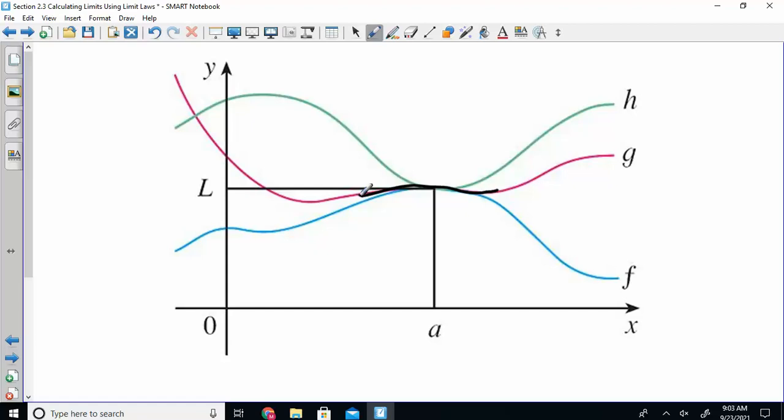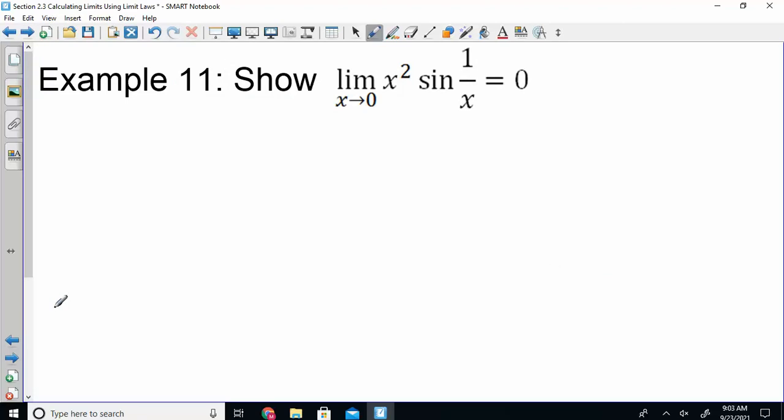So we're only going to look at it with a sine or a cosine when we do this. So let's take a look at this example. I've already told you the limit is going to equal 0. We have to show why that's true.